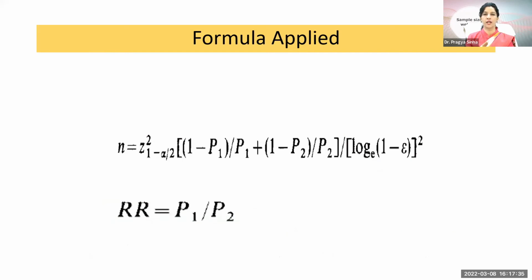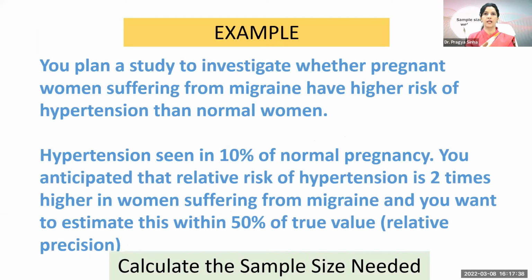So if you have to calculate, let's see the example of how we can calculate. You plan to study pregnant women suffering from migraine. They have a higher risk of hypertension than normal women. So hypertension is seen in 10% of normal pregnancy, and you anticipate that the relative risk of hypertension is 2 times higher in the women suffering from migraine. And you want to estimate this with 50% of the true value. So the comparison group of normal pregnancy is 10%, and the relative risk is 2 in case of suffering from migraine. And this relative precision is 50%.